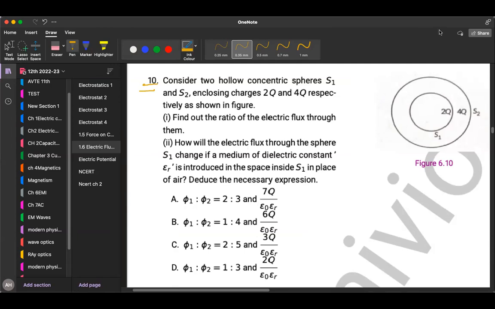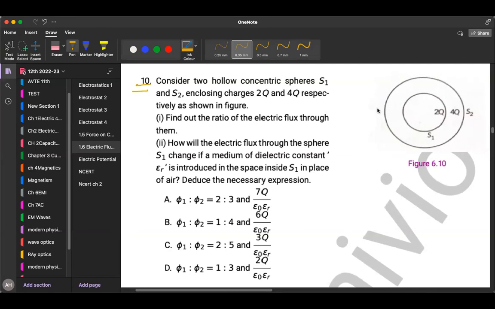Okay, let's solve it together. So you have two hollow concentric spheres, S1 and S2, enclosing charge Q and 4Q respectively, as shown in the figure. This is the first sphere. Inside the first sphere, you have charge 2Q. This is the second sphere. Inside the second sphere, you have charge 4Q. You need the ratio of electric flux through them.